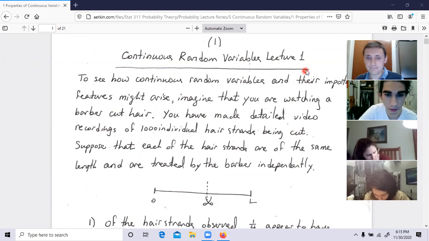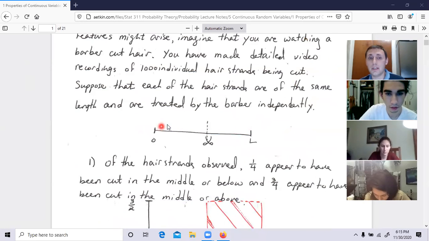So let's consider continuous random variables, guys. And to understand how they appear, let's consider the situation first. Imagine that you are watching how a barber is cutting hair, and you have made detailed videos of 100 individual hair strands being cut, right? And let's say for simplicity, each hair strand is normalized to its size, or they're all the same length, okay? So the hair strand is from 0 to L, and you see here is how you witness the cut, okay?